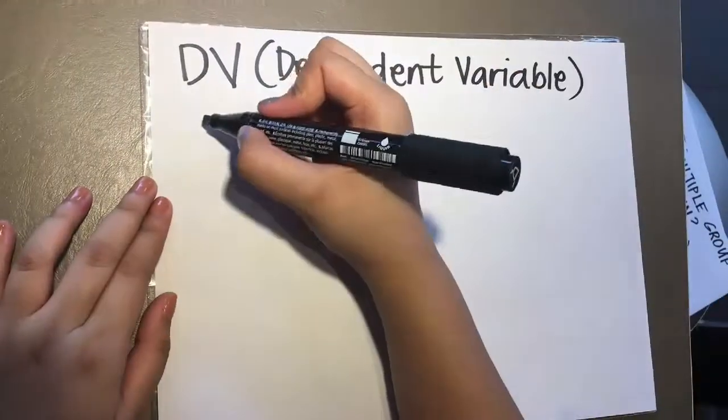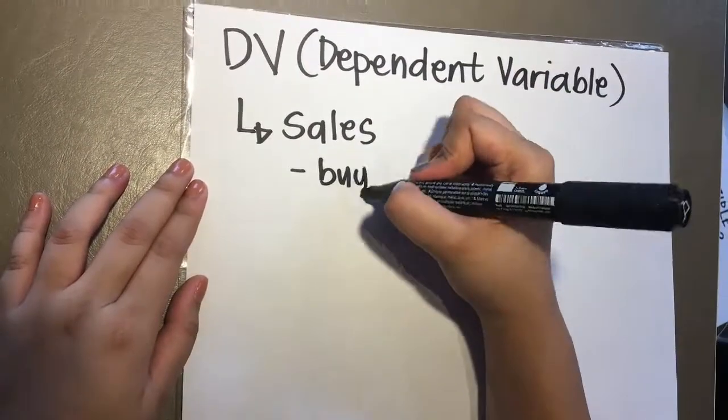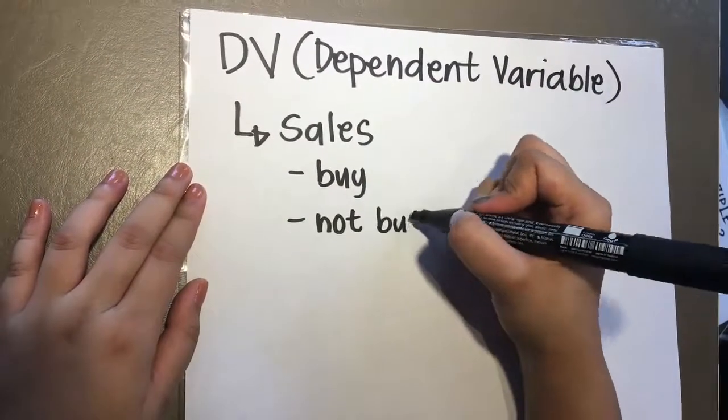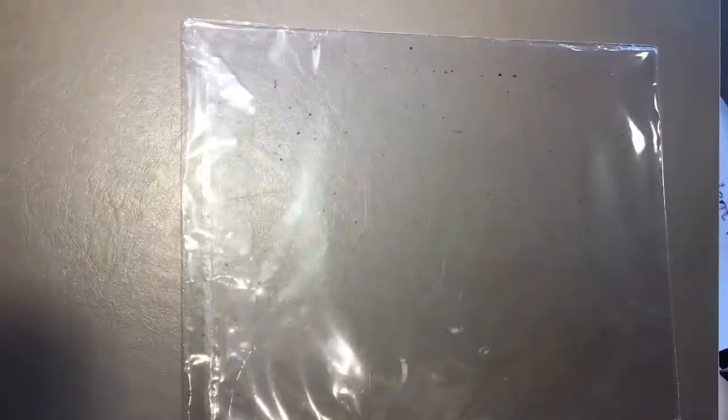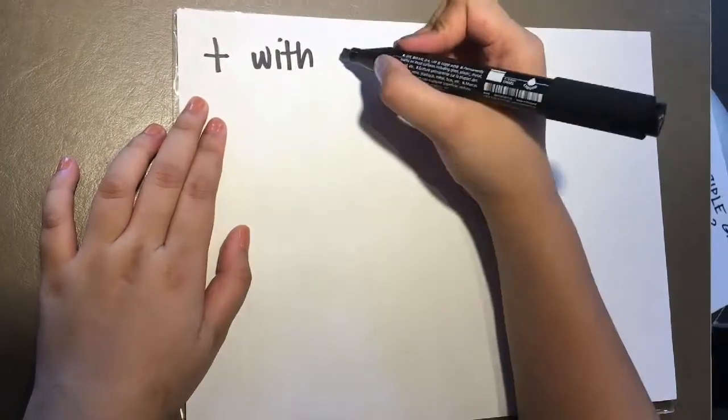All of these directly affect the DV, or what we also call as the dependent variable. In Clara's situation, the dependent variable are the sales. These are if people will buy the product or not buy the product.